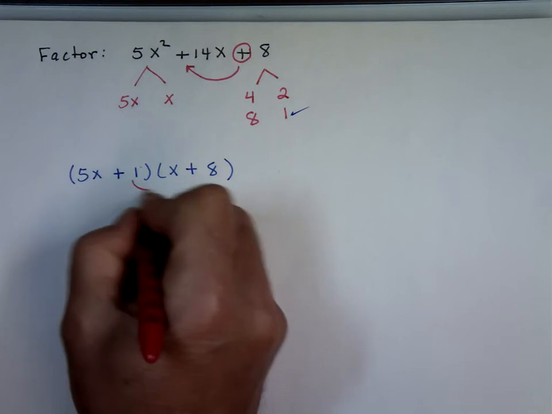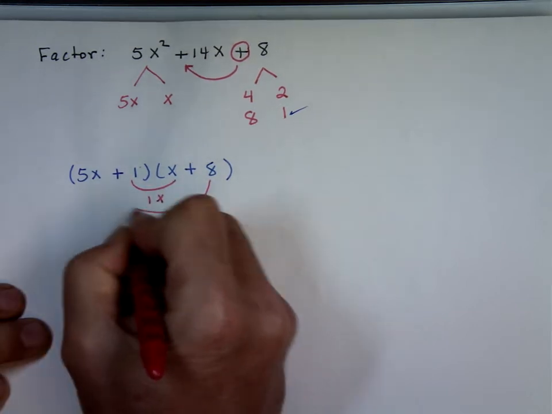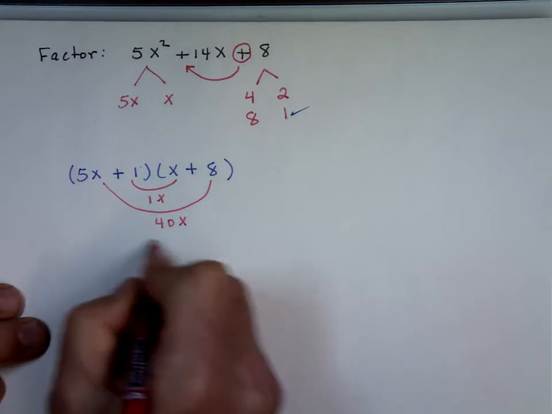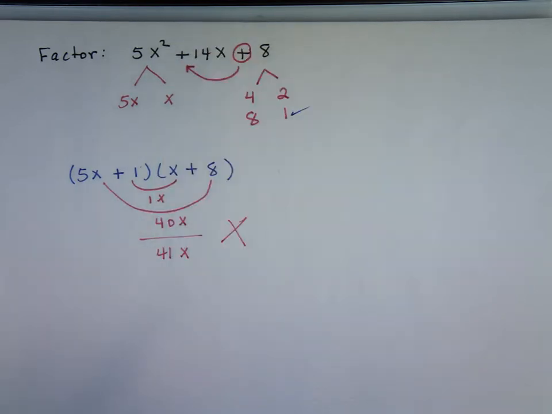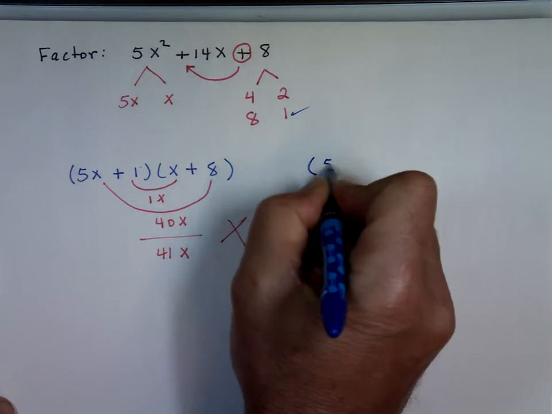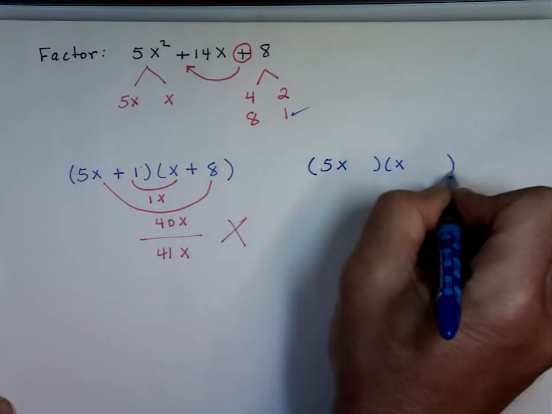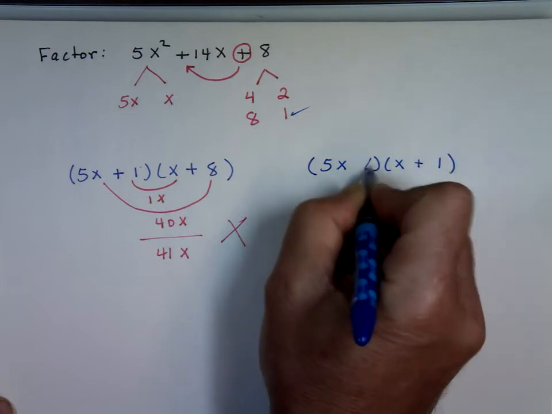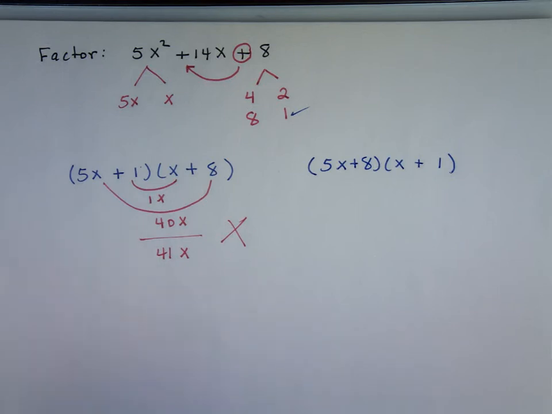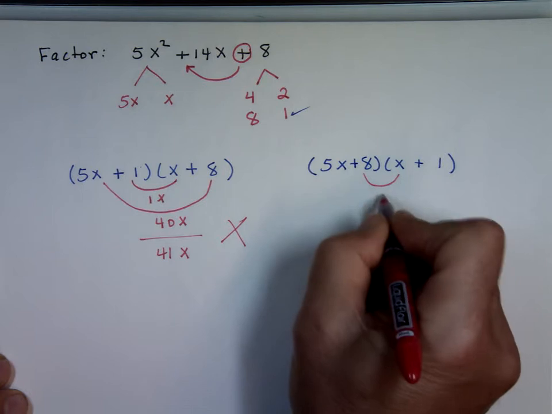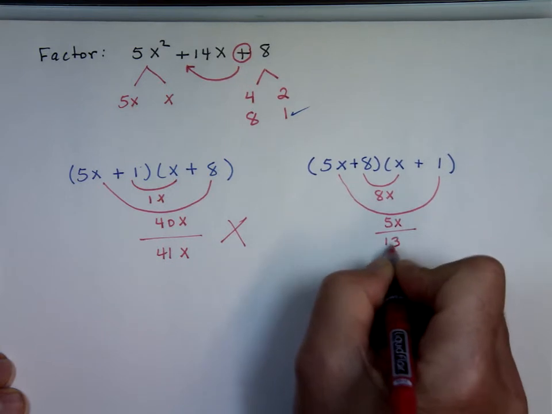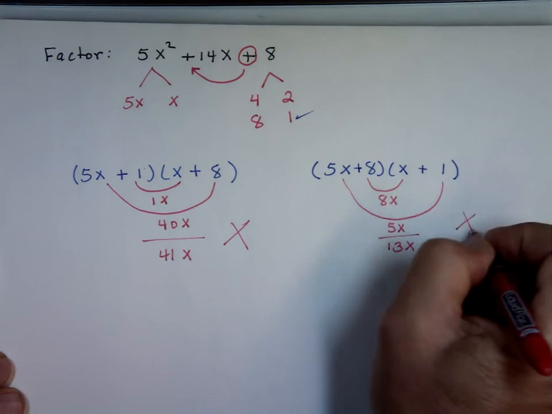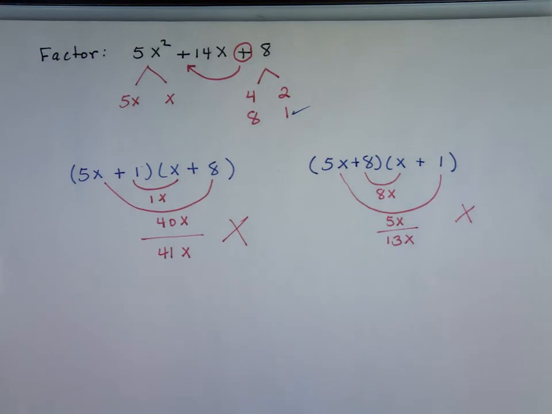Tested. That's 1x. 40x. When you add them, that's what? 41x. No way. It's supposed to be 14. Let me switch the 1 and 8. Put the 1 here. Put the 8 here. Eight times x, 8x. 1 times 5x, 5x. When you add them, what? 13x. Close, but it's not 14. No, that's not it. So the 1 and 8 may not be a good choice.